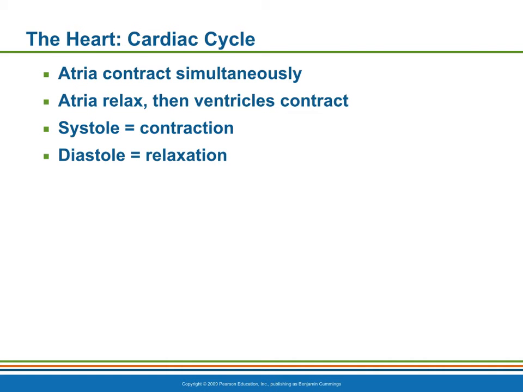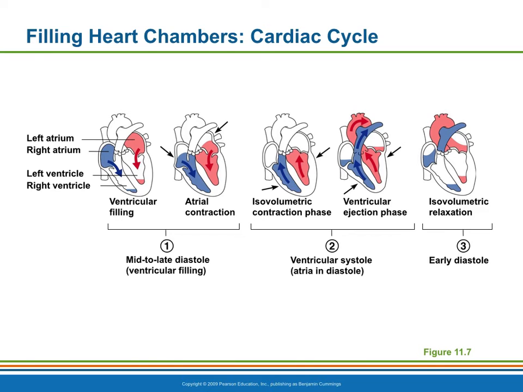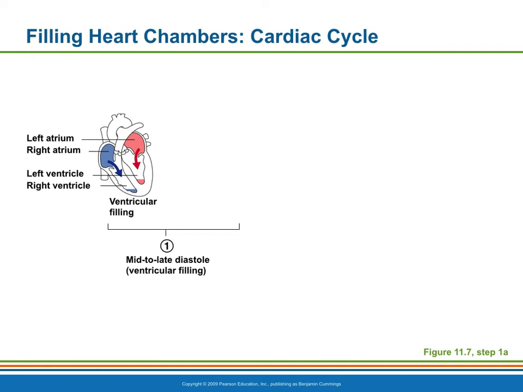Now, in a healthy heart, the atria contract simultaneously. Then, as they start to relax, contraction of the ventricles begins. Systole and diastole mean heart contraction and relaxation. Now, this figure shows the cardiac cycle. Mid to late diastole begins with the heart in complete relaxation. At this point, the pressure in the heart is low and the blood is flowing passively into and through the atria into the ventricles. Now, the semilunar valves are closed and the AV valves are open.